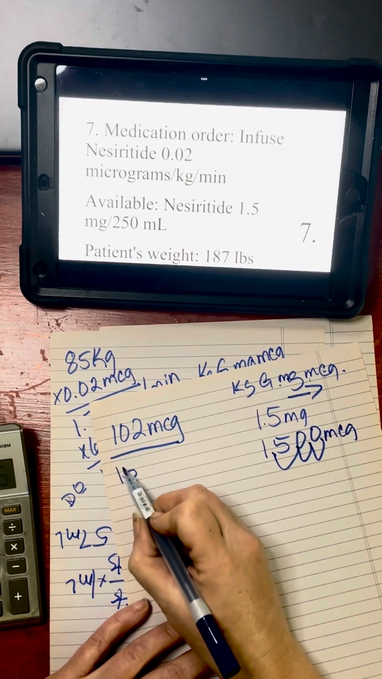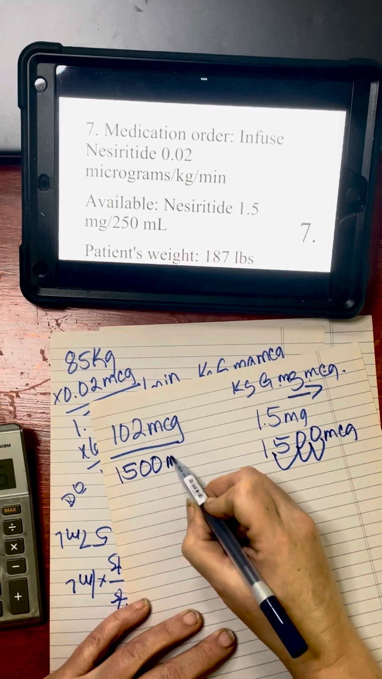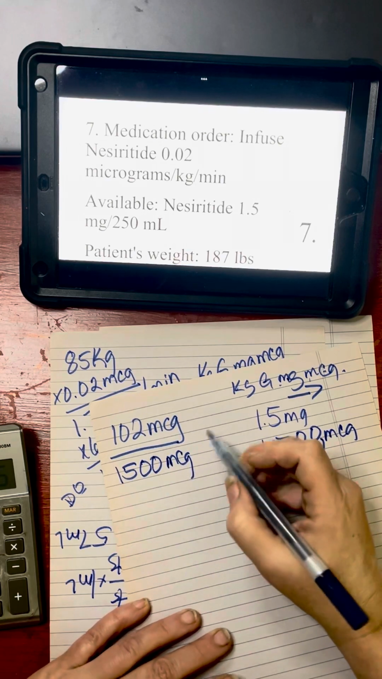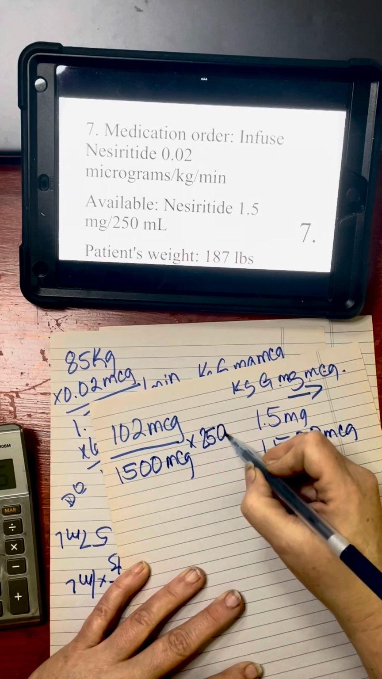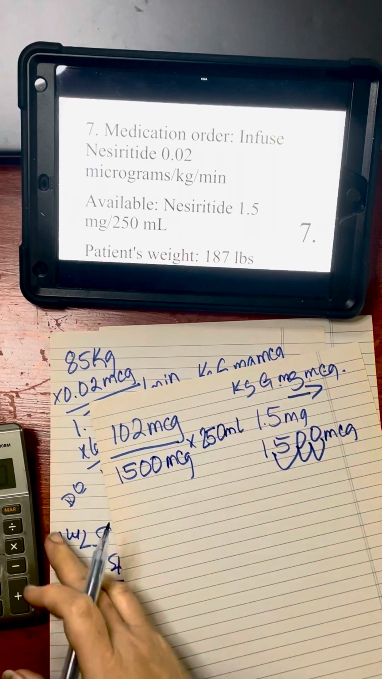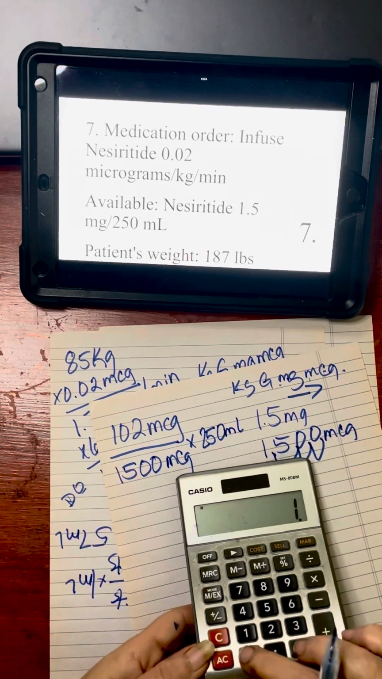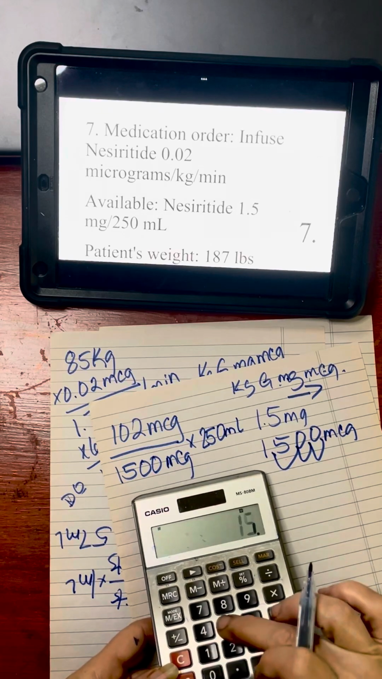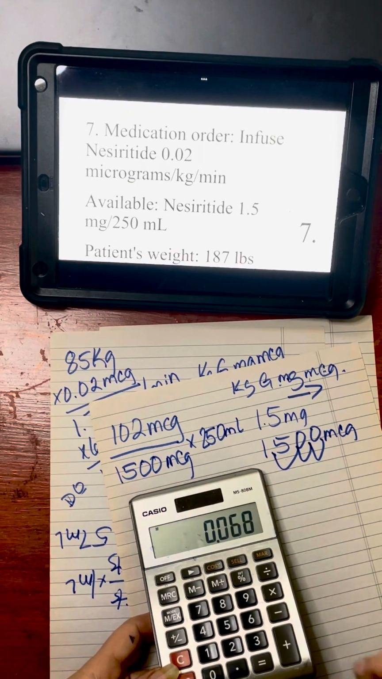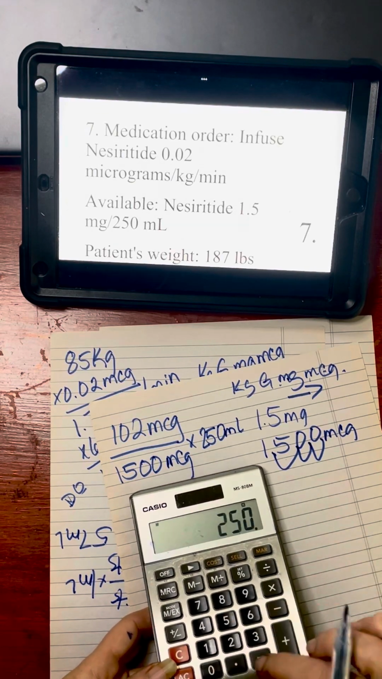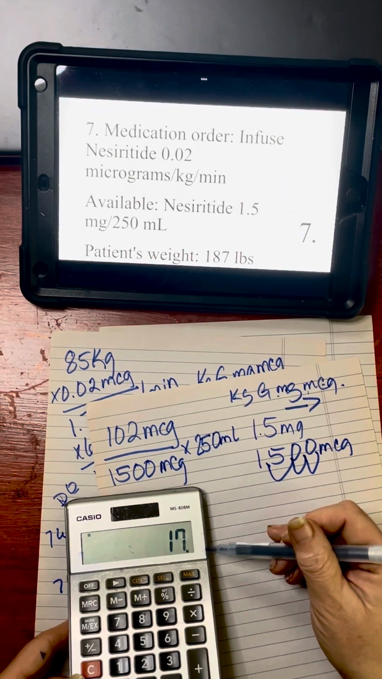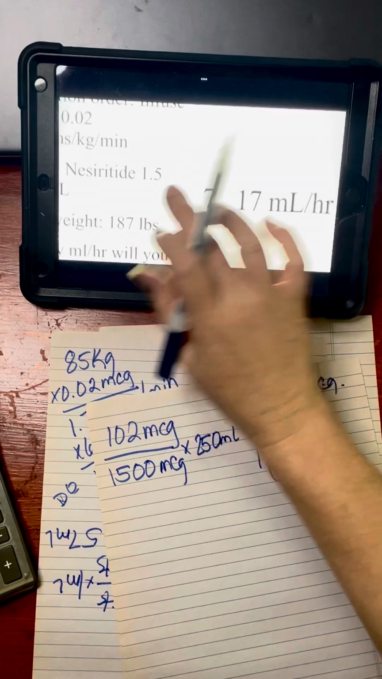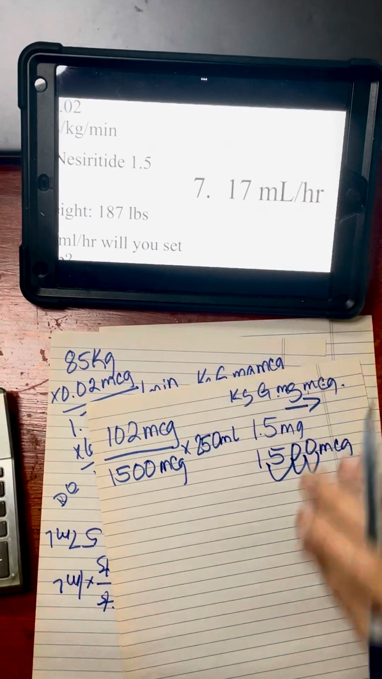So you could work it like this. And then how does that come? It comes in 250 milliliters. So let's see what that works out. 102 divided by 1,500 times 250 equals. You see that? Yeah, 17. We saved him twice. My goodness.